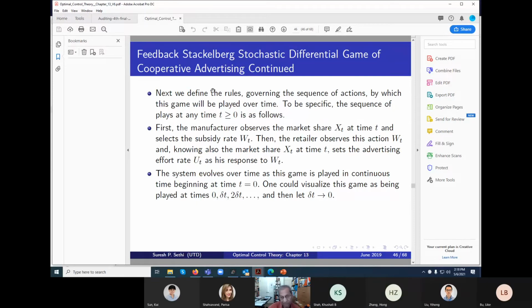So here's the rule of the game. First, the manufacturer owns the market share and selects the subsidy rate, which is based on market share. But he knows that function. So does this guy, but he acts on that function. Then the retailer observes that part. That's it. He observes only what the subsidy rate was. Although he knows the market share, his function u_t will depend only on w_t and x_t and not on the function W of x. Okay. The system evolves over time, and this is played in continuous time starting at t equal to 0. And then one can visualize this game as being played at time 0, delta t, 2 delta t, and then let delta t go to 0. So that's what's going on.